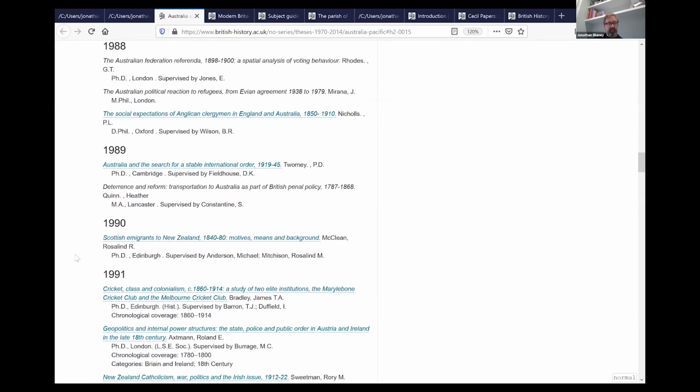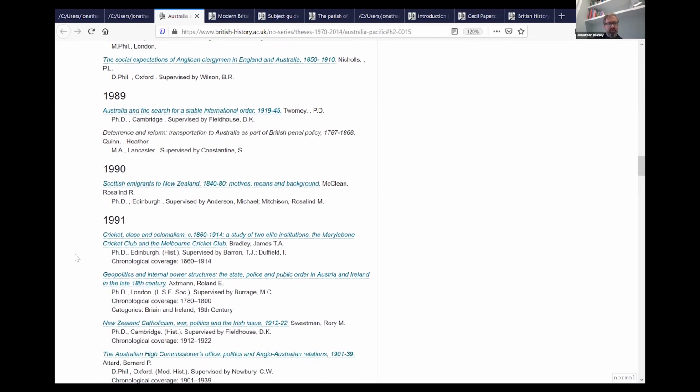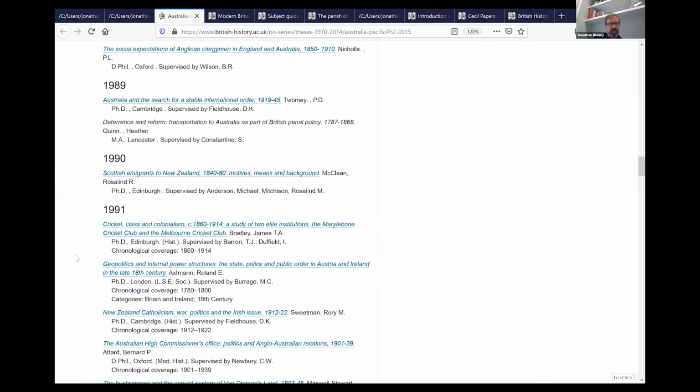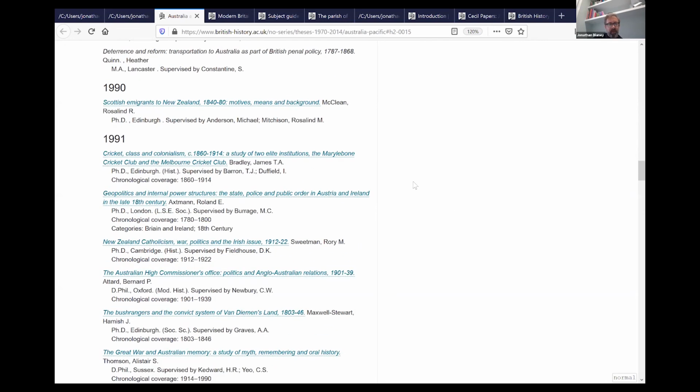You can see we haven't got everything. The one at the top, PhD London, 1988, we couldn't find that in Ethos automatically. And then the one below that is an MPhil, and Ethos only lists PhD doctoral theses, so you wouldn't find that. And anything from, say, Trinity College Dublin would also not be in Ethos because it's UK only. But given that we've got quite a few of them here, I'm just going to click through and show you. I'm going to look at this one, Cricket, Class and Colonialism.